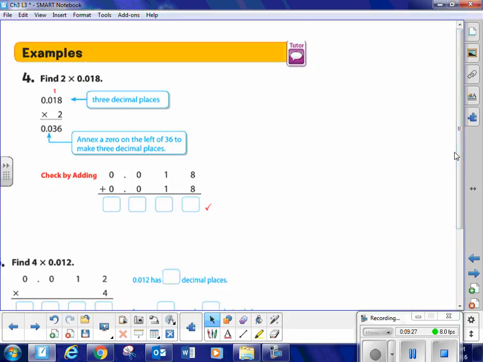Okay, so it says find 2 times 0.018. Okay, this one, checking for reasonableness, there's really no need. So we're not even going to worry about checking for reasonableness here because it's going to round to 0, and 2 times 0 is 0. Okay, so they checked by adding.